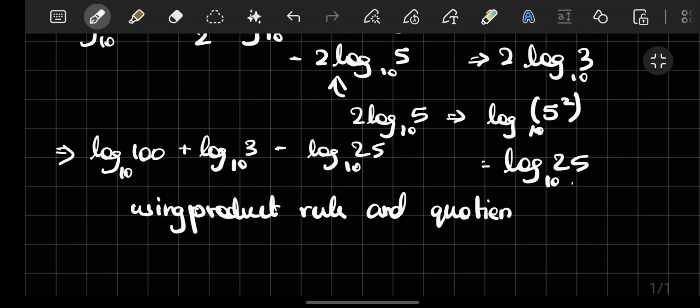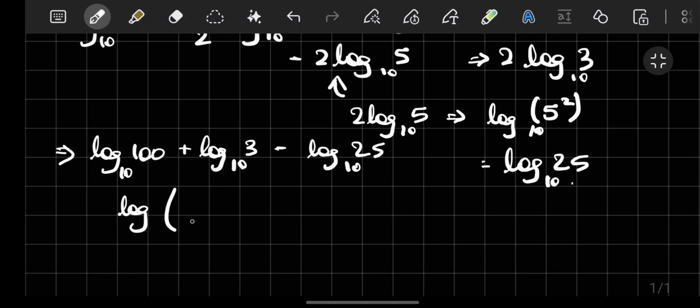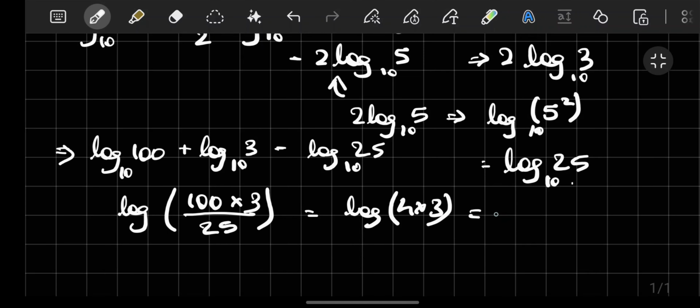Now let's start applying the product rule. As you know, according to the product rule, log 100 to the base 10 plus log 3 to the base 10 can be written as log of 100 multiplied by 3 divided by 25 to the base 10.